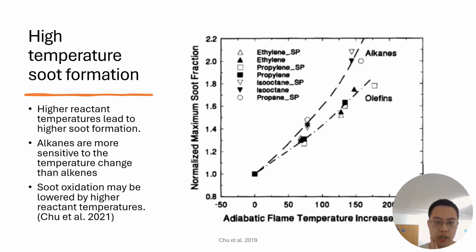And this is the high temperature soot formation. The higher reactant temperature leads to higher soot formation. Alkenes are more sensitive to the temperature change than alkanes. Soot oxidation may be lowered by higher reactant temperature.